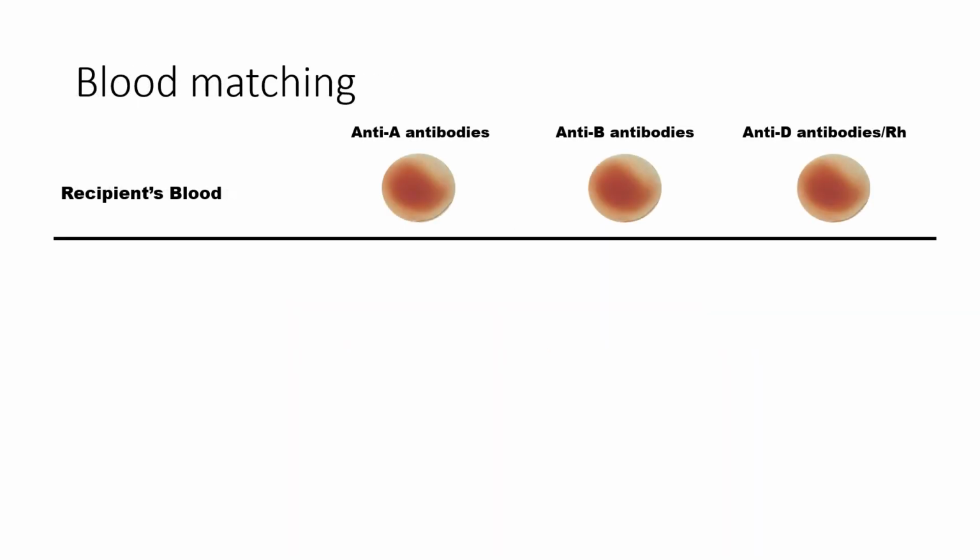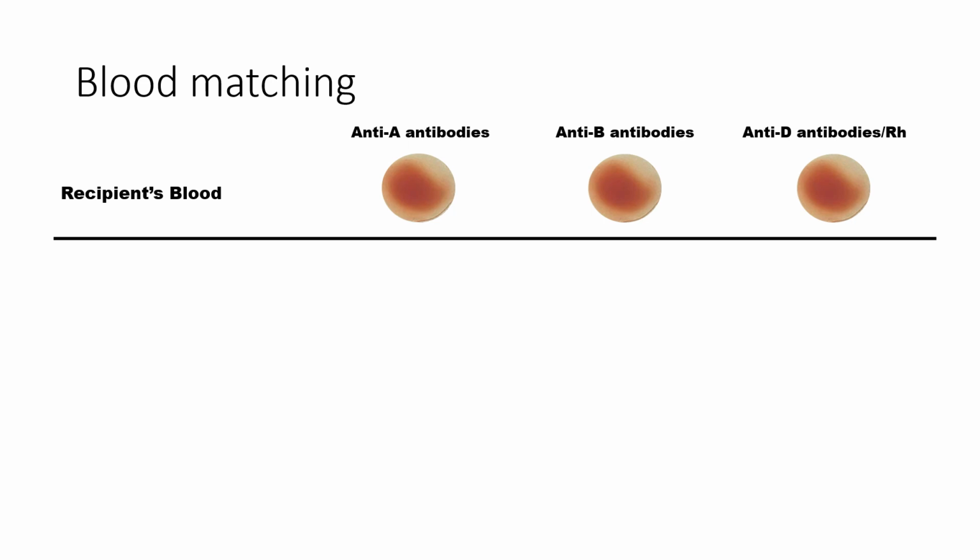So the whole reason we do blood typing is ultimately so we can do blood matching. For example, when a patient needs to receive blood, need a blood transfusion, we need to be able to make sure that our recipient is getting a good match for their blood type. So let's go through a couple of examples of that.